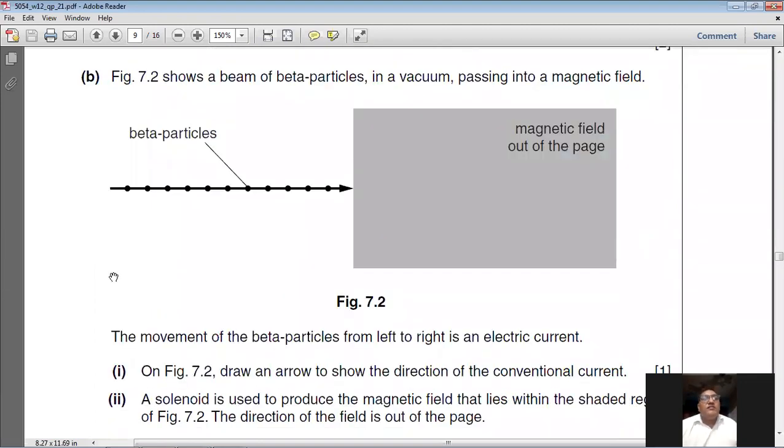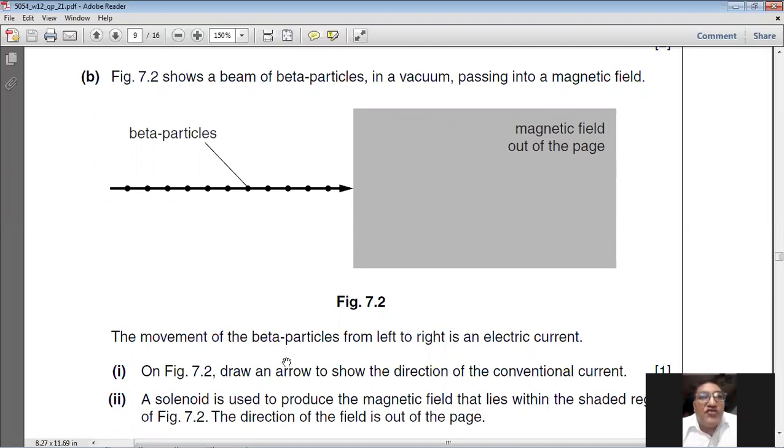Okay. The B part is: Figure 7.2 shows a beam of beta particles in a vacuum passing into a magnetic field. So here we have beta particles, and you know the beta particles are negative electrons. So they are negative charges. And here we have a magnetic field coming out of the page. So the movement of beta particles from left to right is an electric current. It's not a conventional current, it's electric current.